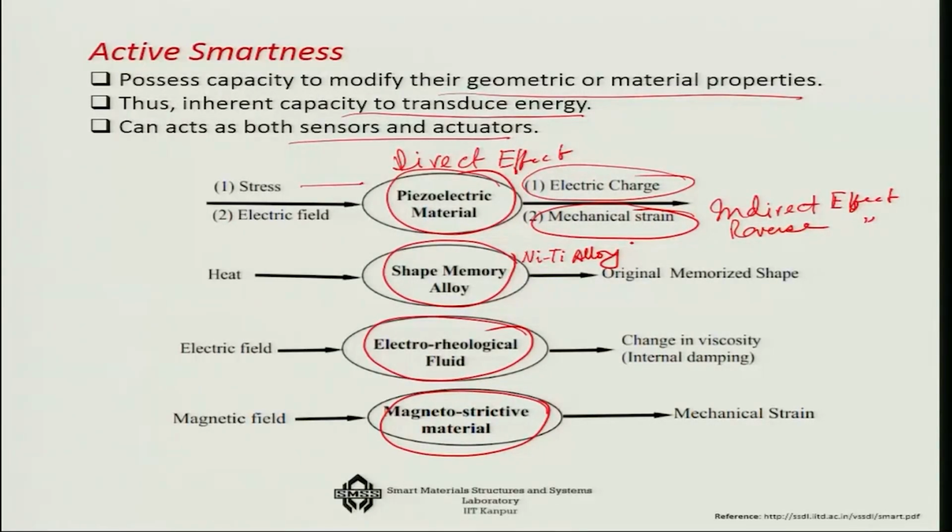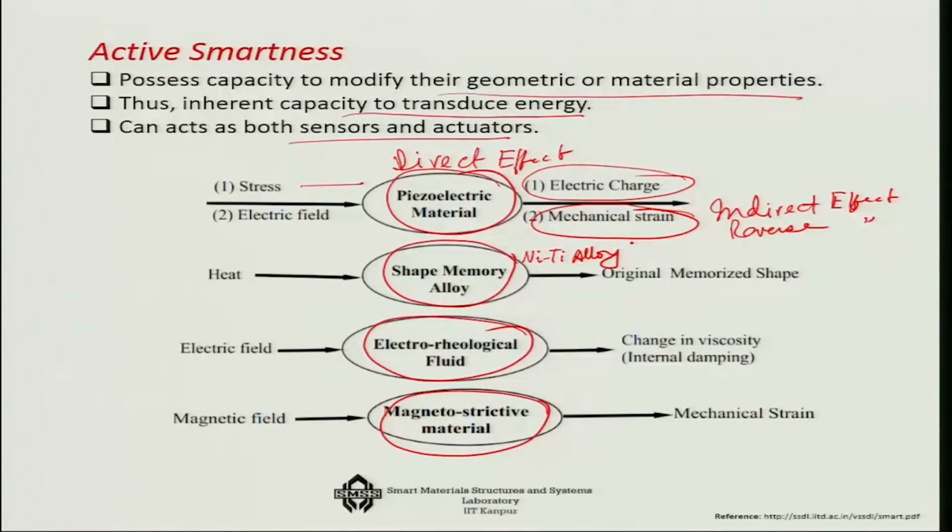Not only that, in many cases, if you actually reduce the temperature, you are going to get back to the original memorized shape. So there are actually two types of these effects I will later on discuss. One is called two-way shape memory, another is called one-way shape memory. In two-way, it memorizes both the high temperature as well as the low temperature shape, but in one-way it memorizes only one, that is the original shape at high temperature.